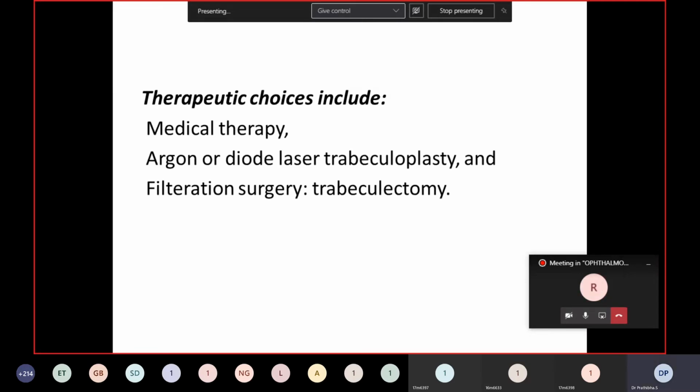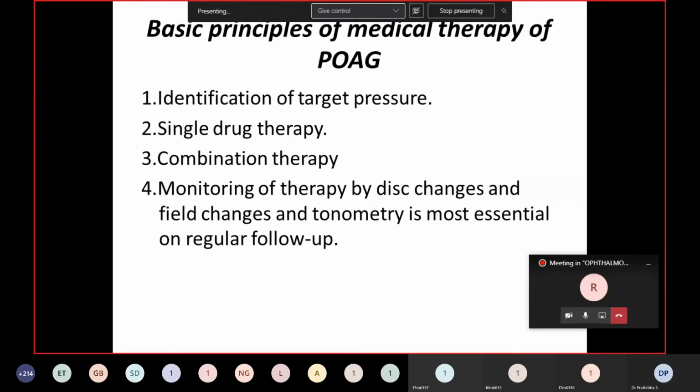So what do we have in our armamentarium to treat them? The therapeutic choices include medical therapy. First and foremost, it is medical therapy that we have to try, and then laser therapy, and then finally, if not, then the surgical line of management, that is filtration surgery, that is trabeculectomy. So first and foremost, we have to treat them with medical therapy. In all the patients, we do try with the medical therapy.